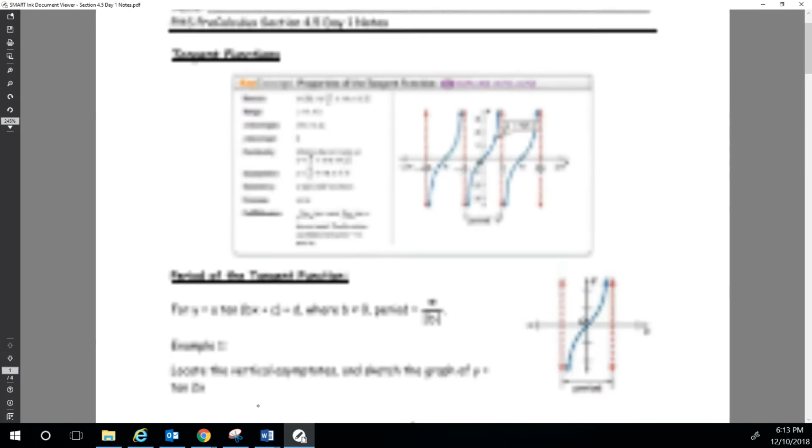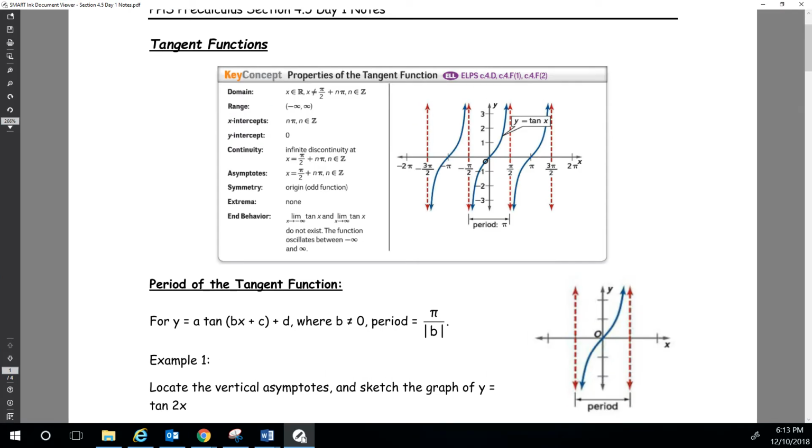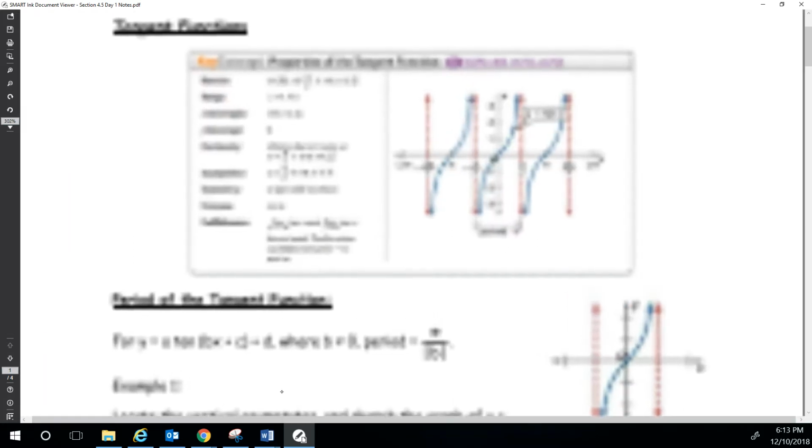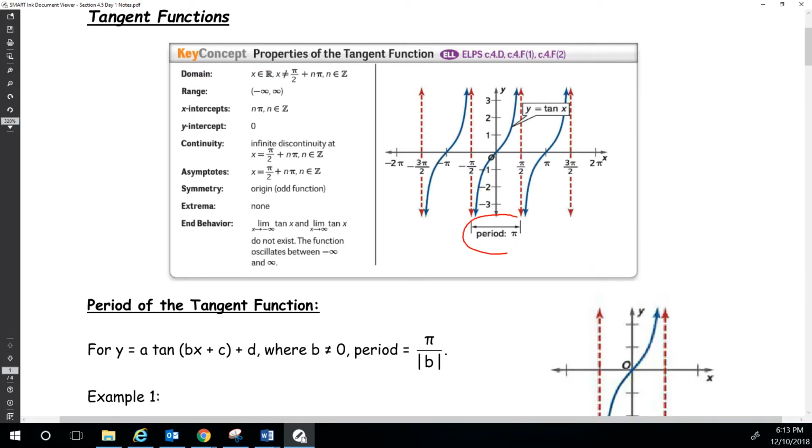Alright, so for a tangent function, notice the difference between sine, cosine, tangent, cotangent is the period here is pi instead of pi over 2. And so half of our period is on this side of 0, and the other half is on the negative side of 0. So that is what we're going to be transforming here.